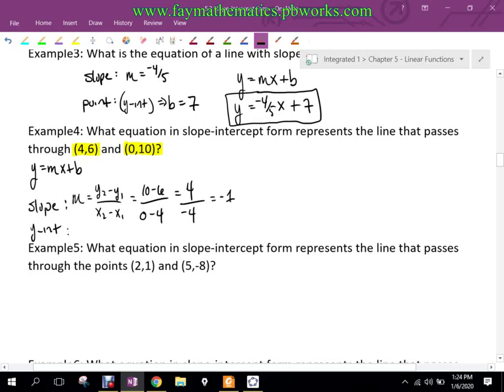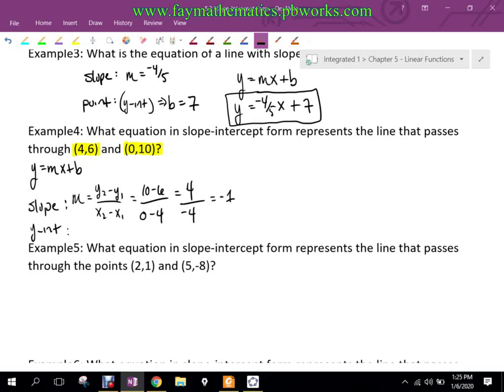-1? Okay. Now if you go 6 minus 10 over 4 minus 0. If I flip-flop, if I go 6 minus 10 and 4 minus 0, so switch the order, right? I'll get -4 over +4. Still -1 though, right? Okay. So I get -1 as my slope.